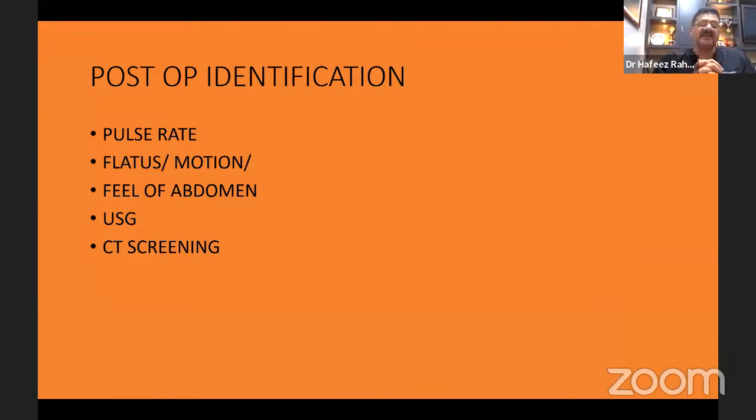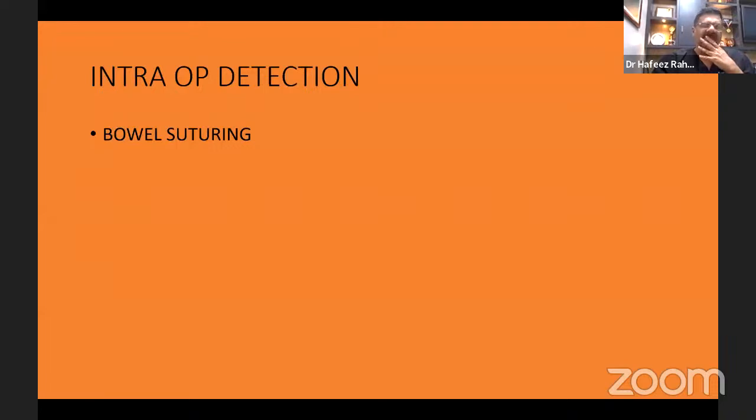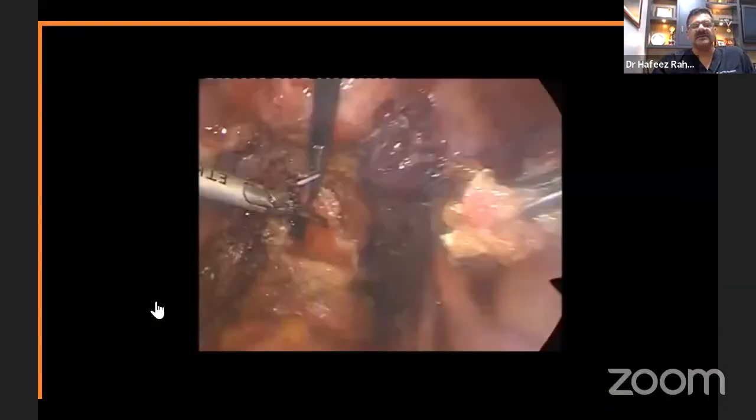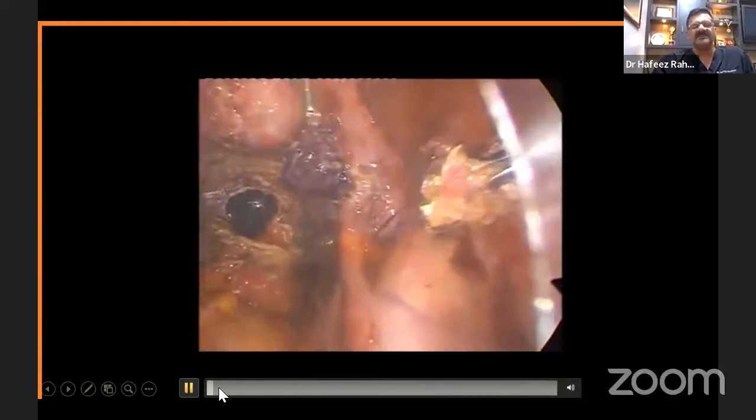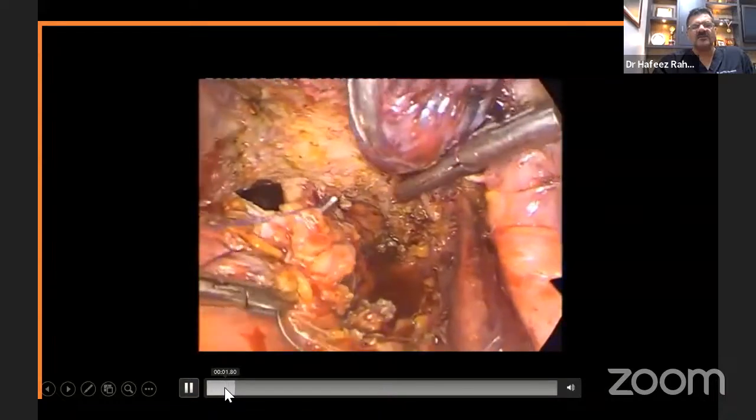Another thing is in cases of paralytic ileus where you have a distended abdomen. When you put in the dye through the mouth for small bowel screening, you find that in most of these cases the paralytic ileus goes off. The dye actually stimulates the movement of the bowel. Now, intraoperative detection of these bowel injuries is very important, and it's very easy to manage them when detected intraoperatively.